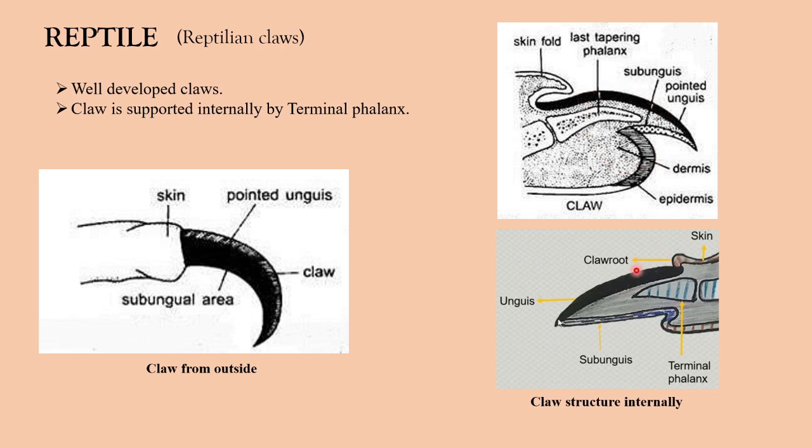Moving further, you can see here a fold of skin, or invagination of skin, that leads to the claw root. This is the claw root. Externally, the claw looks like this, but internally it looks somewhat like this, where the phalanx provides the structural support, flexibility, and a foundation for keratinization.